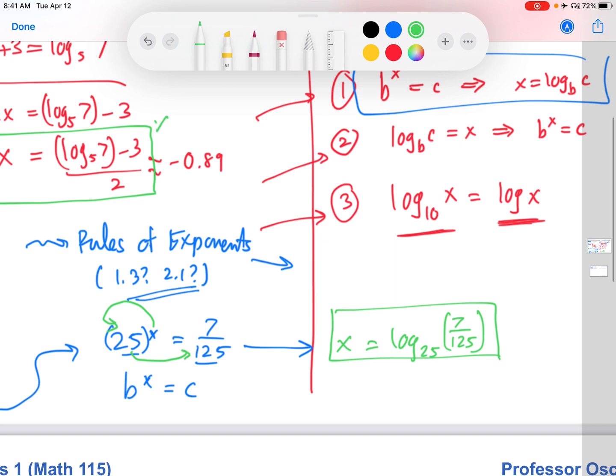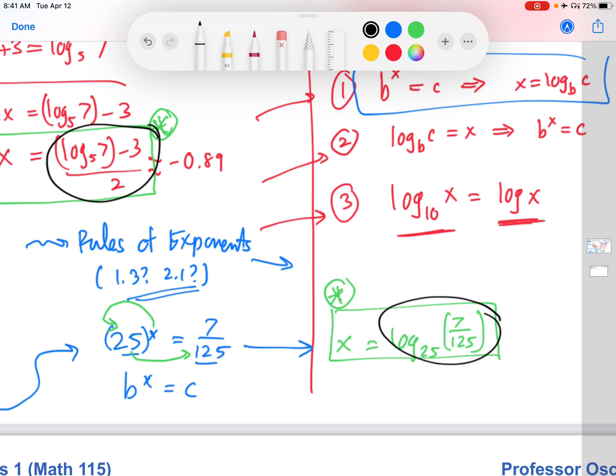Because the fact that these two are the same answer, yet they are so different, this looks very different from that, tells you that there should be some properties that we should be able to use to either convert this over to that or vice versa. And indeed there are. Those are the rules of logarithms. We'll talk about that in the next video.